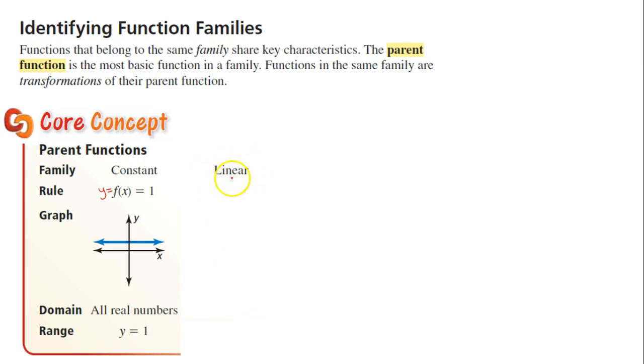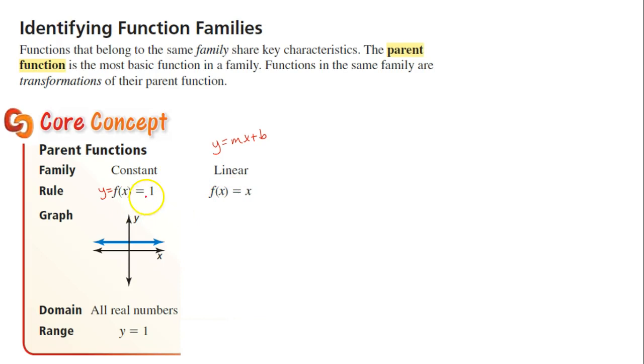Then we got the linear family. The linear family looks like this. F of x equals x. That's the parent function. But you might recognize, you've seen like y equals mx plus b, and those are lines. That's the equation of a line in slope-intercept form. But you'll notice that it has x. In this one, there was no x over here.